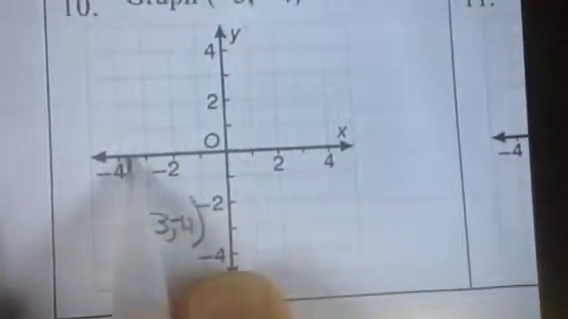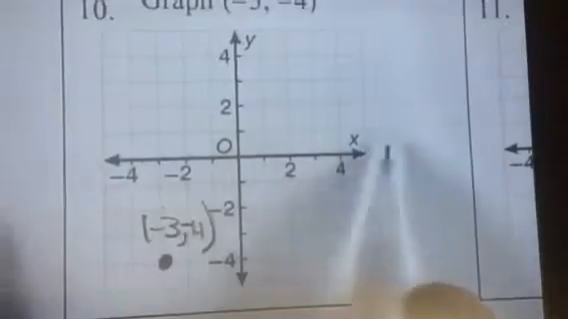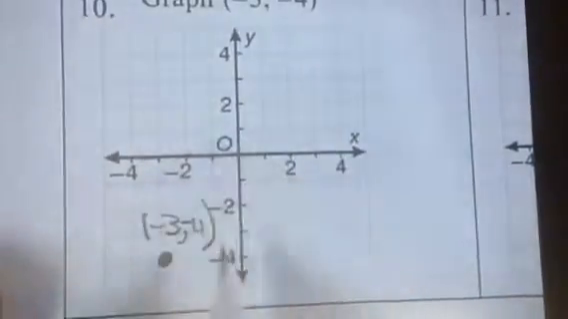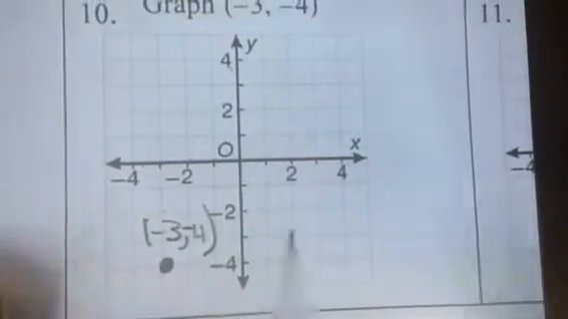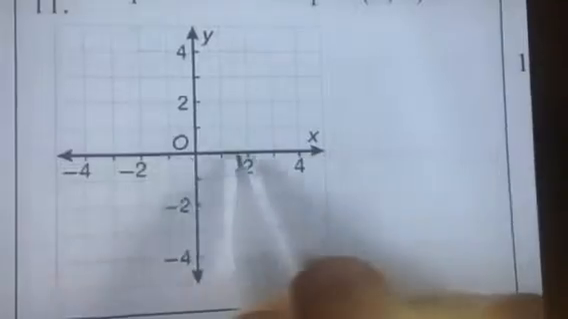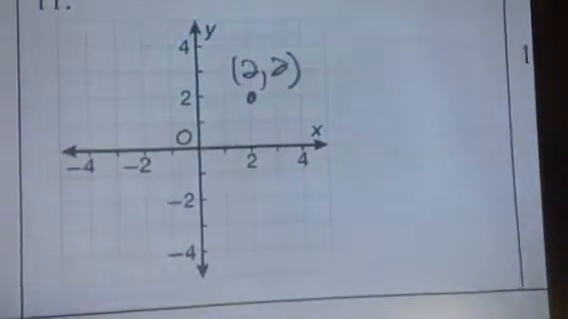Remember, if it's negative, you go left for your x-coordinate. If it's positive, you go right. If it's negative, you go down for your y-coordinate. If it's positive, you go up. Always start with your x-coordinate, then go to your y-coordinate. So graph the ordered pair 2, 2. I just go right 2, and then up 2. 2, 2. Right 2, up 2, and then I label my points.